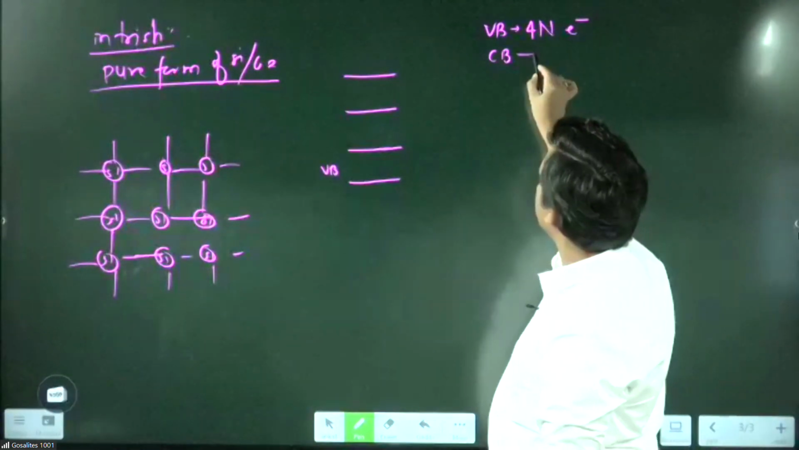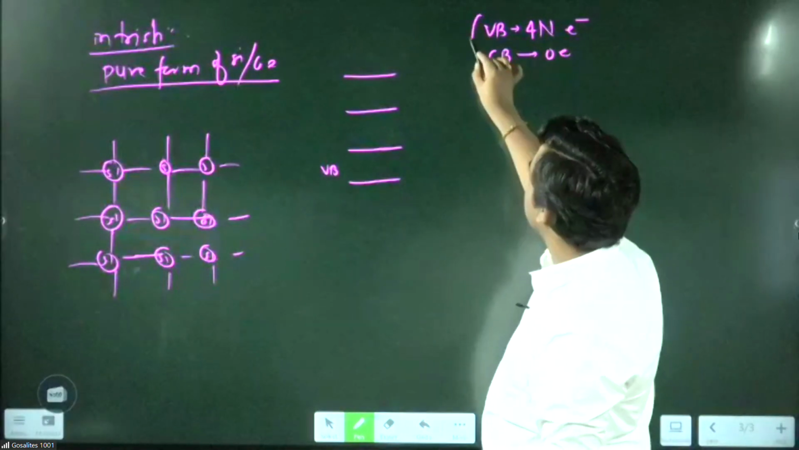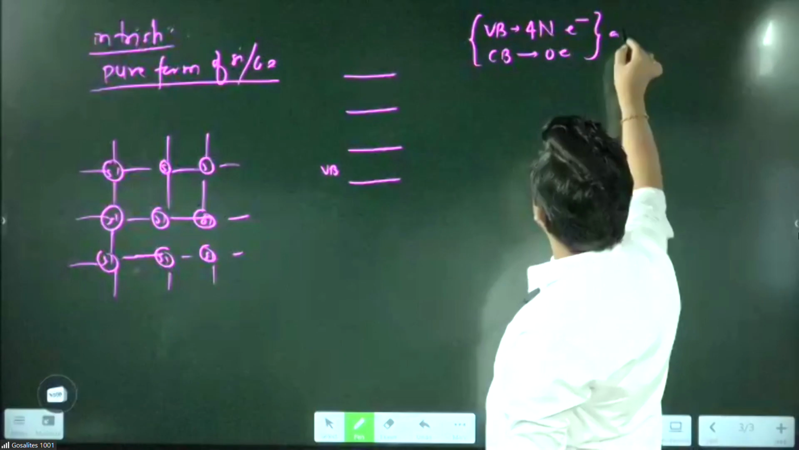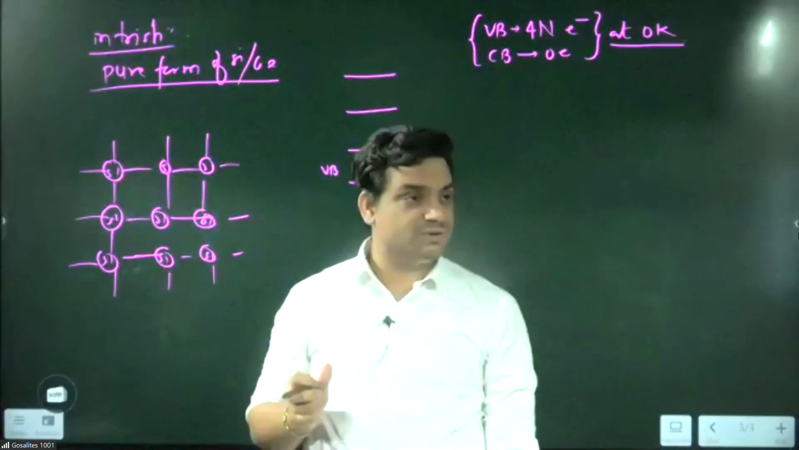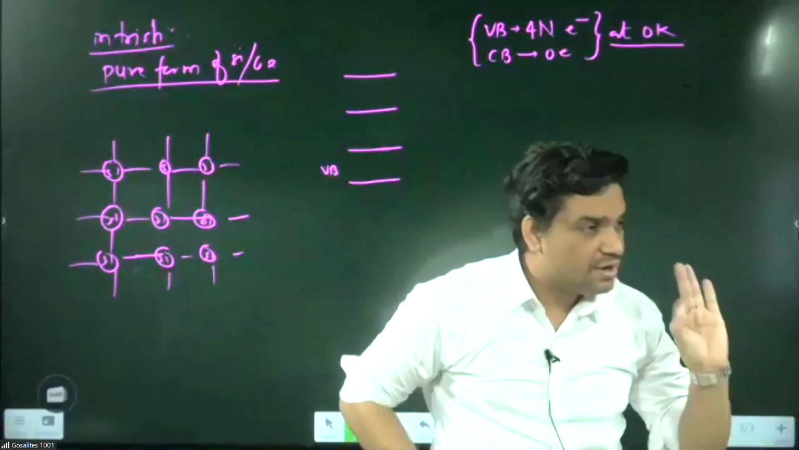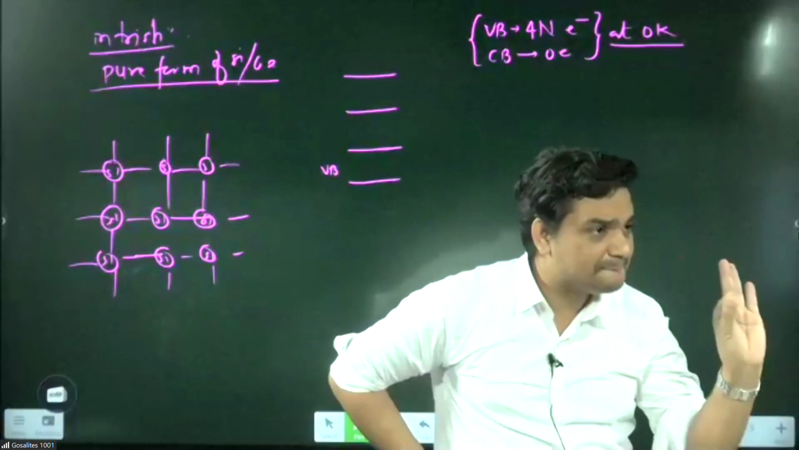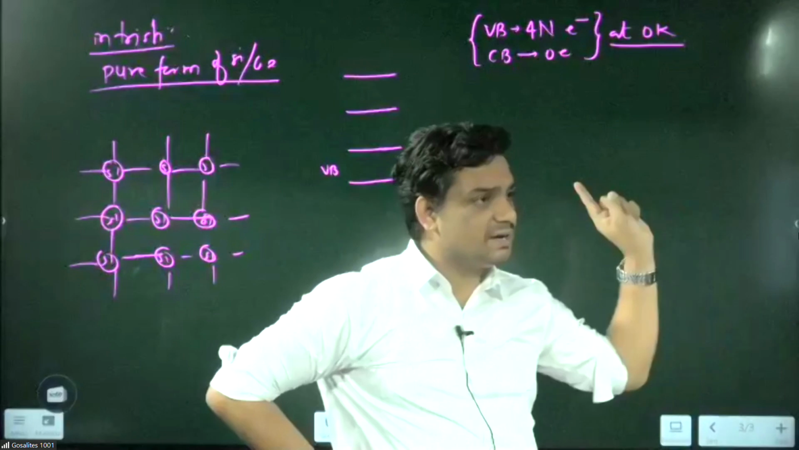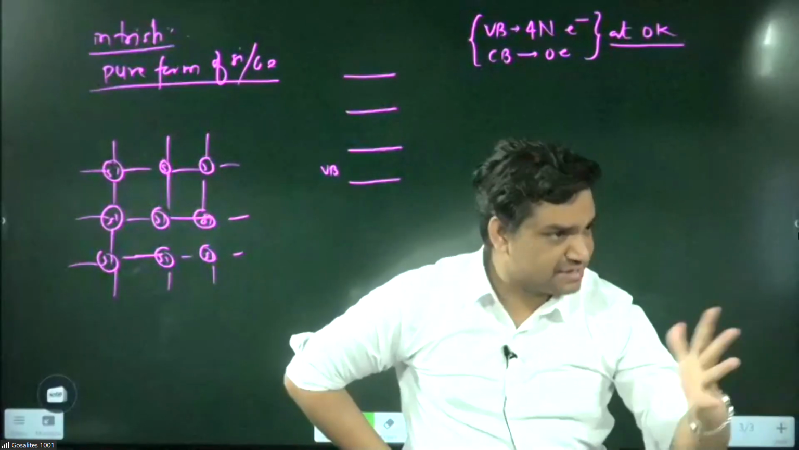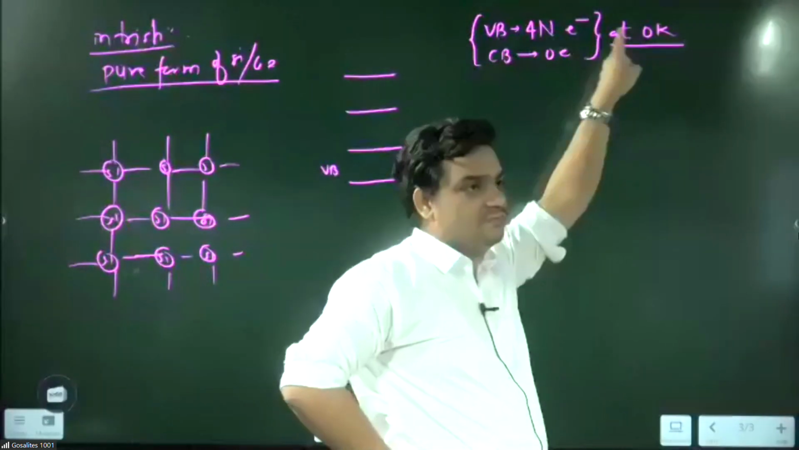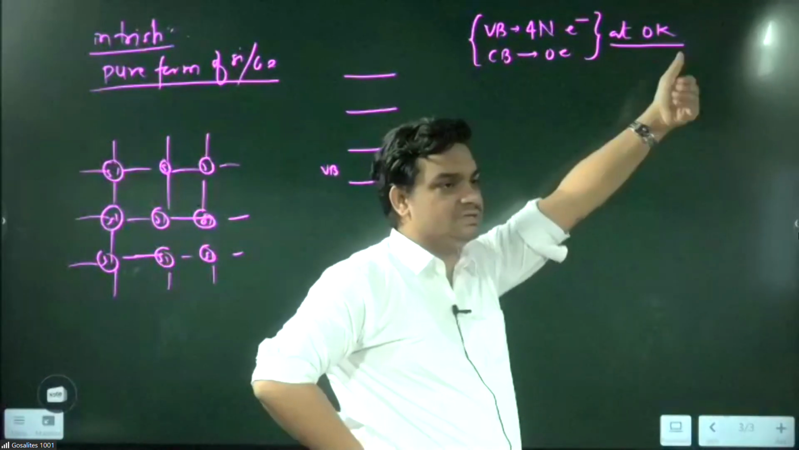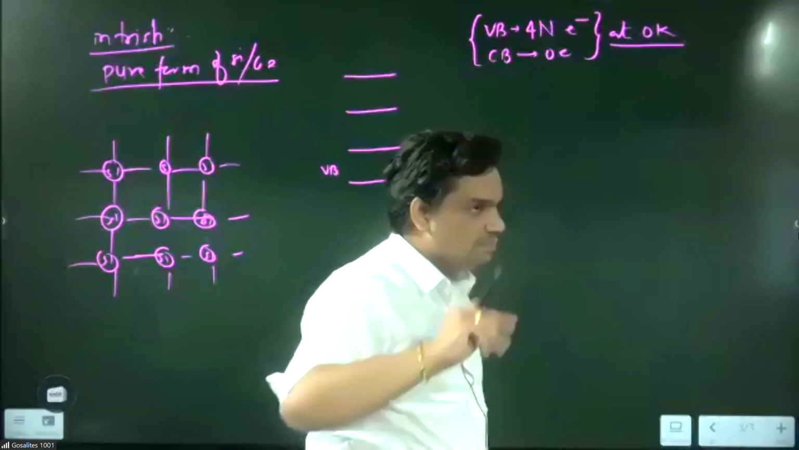In the conduction band, how many will be there? 0 electrons, at 0 Kelvin, because there is no energy to break the bond. So the valence band is having 4n and the conduction band is completely empty. You can write at 0 Kelvin, valence band 4n electrons, and conduction band 0 electrons.